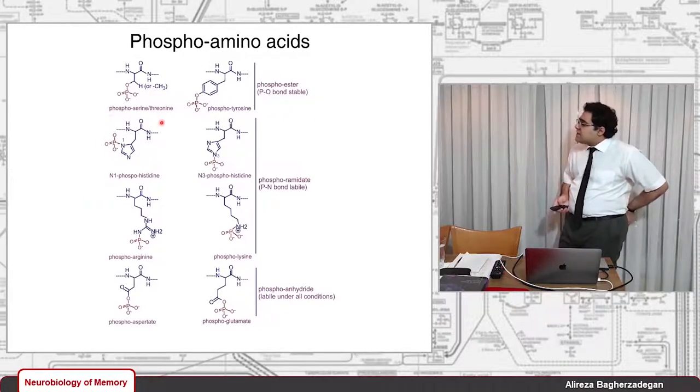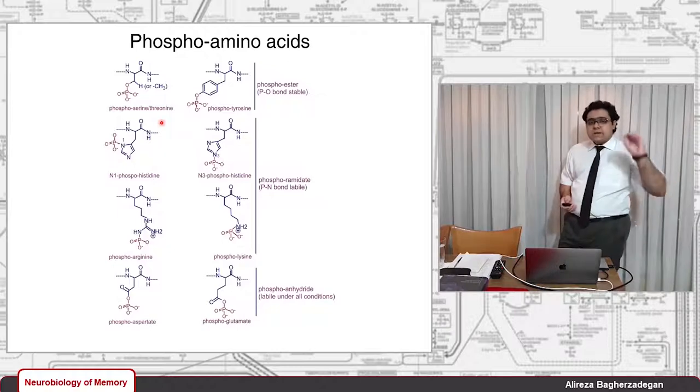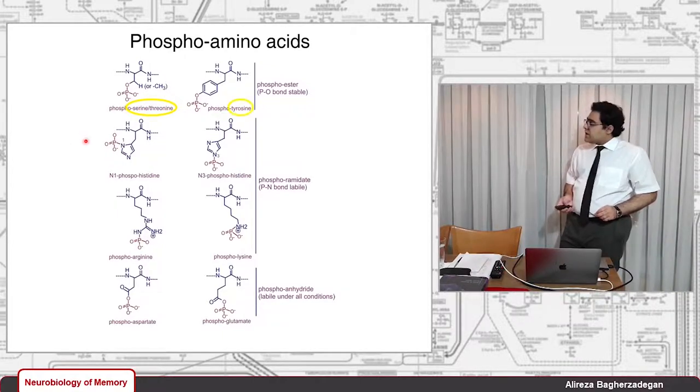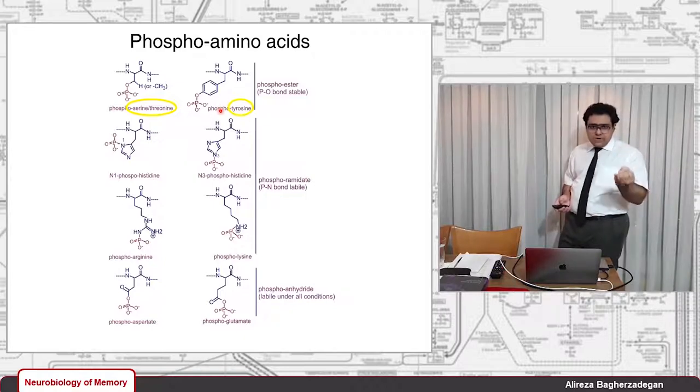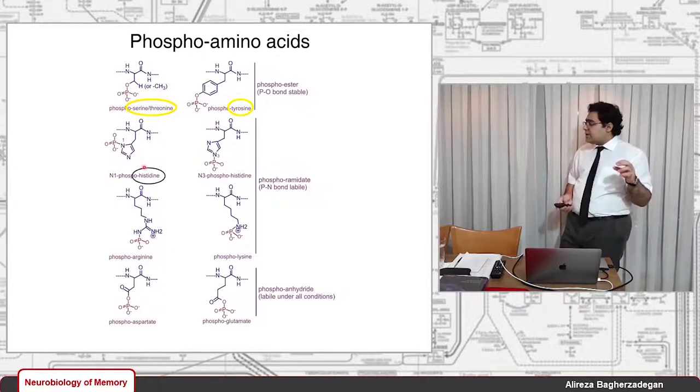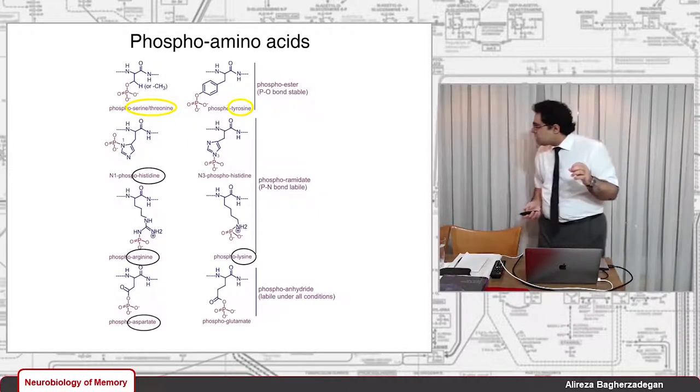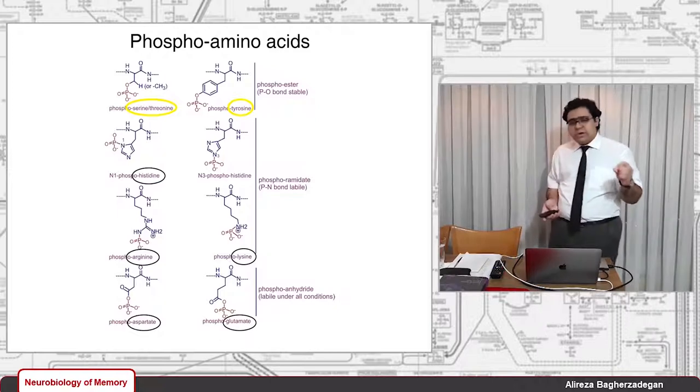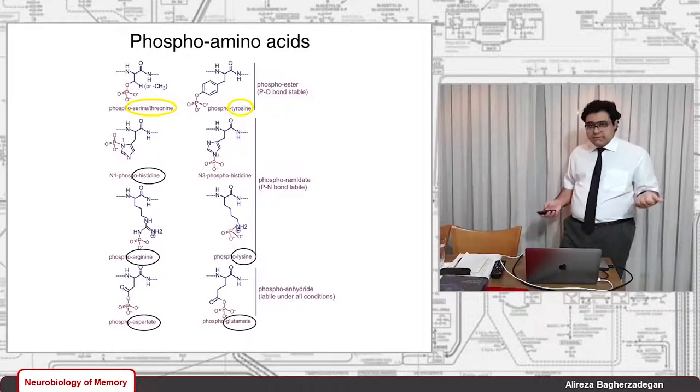And among these, only 3 of them can make stable phosphoester bonds, okay? One of them is serine, the other one is threonine, and the last one is tyrosine. And when they get phosphorylated, we call them phosphoserine, phosphothreonine, and phosphotyrosine. These can form stable phosphoester bonds, okay? The others cannot, but histidine, arginine, lysine, aspartate, and glutamate, plus cysteine, they can also get phosphorylated.